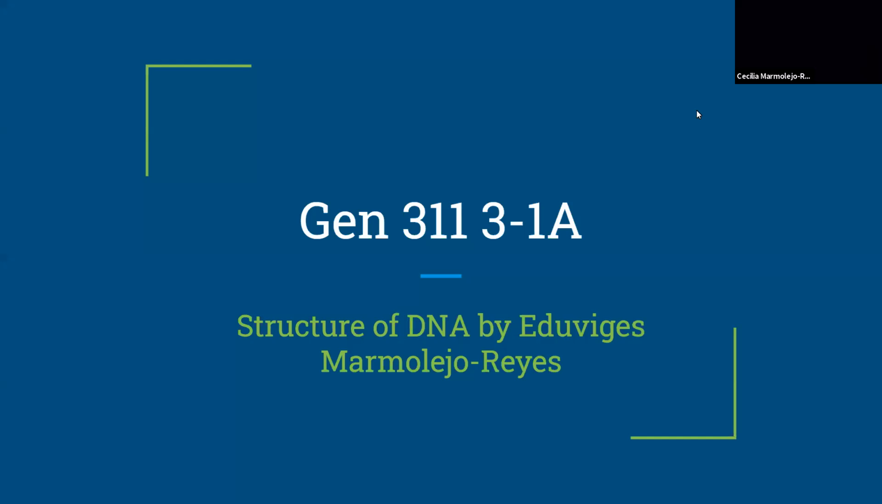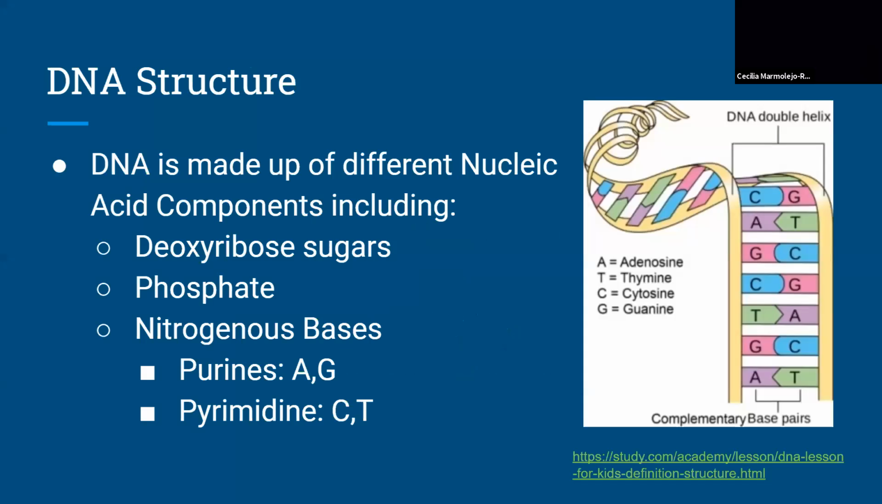Okay, this is my Genetics 311 Exam 3, Structure of DNA. And starting off with the structure of DNA is looking at the different nucleic acid components that it's made of, including deoxyribose sugars, phosphate, and nitrogenous bases, including the purines, adenine and guanine, and pyrimidines, cytosine and thymine.